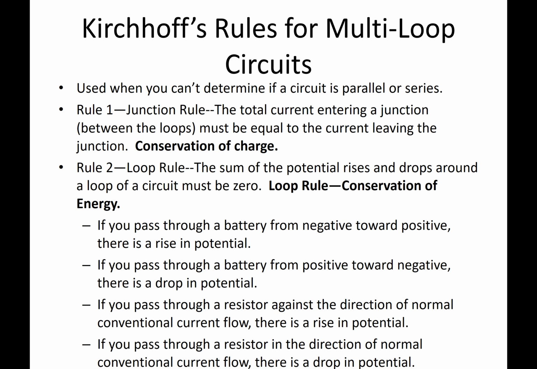The junction rule is simply a restatement of the law of conservation of charge. You can't create charge. You can't destroy charge. It's always going to be there. Rule 2 is the loop rule. And it says that the sum of the potential rises and drops across a loop of a circuit must be equal to 0. The loop rule is essentially another way of stating the law of conservation of energy.